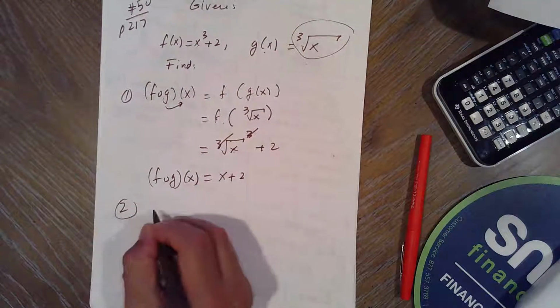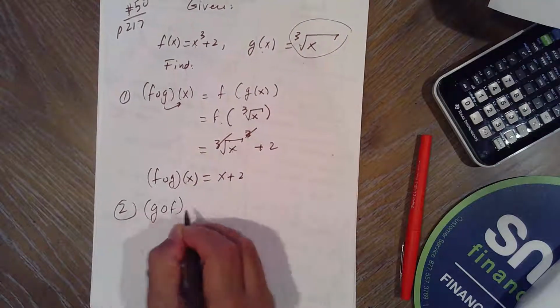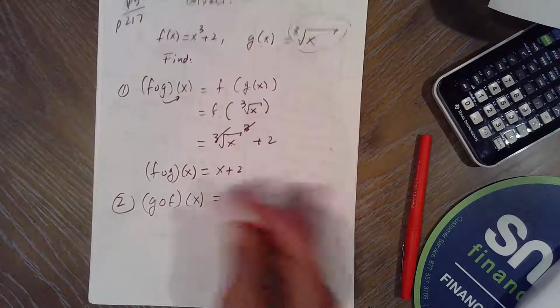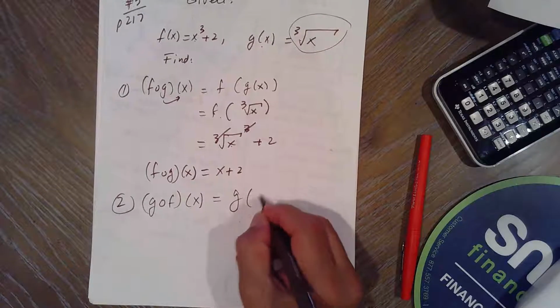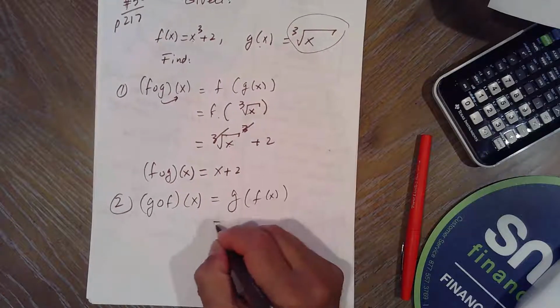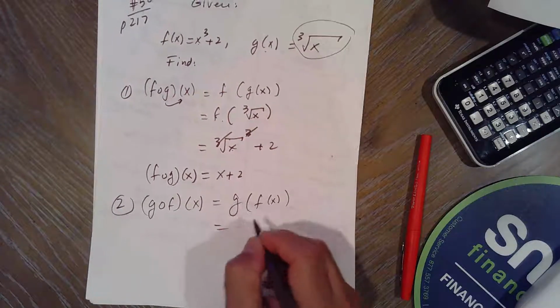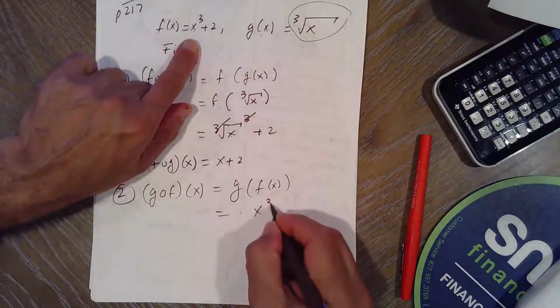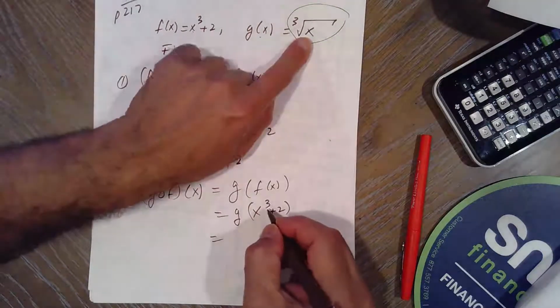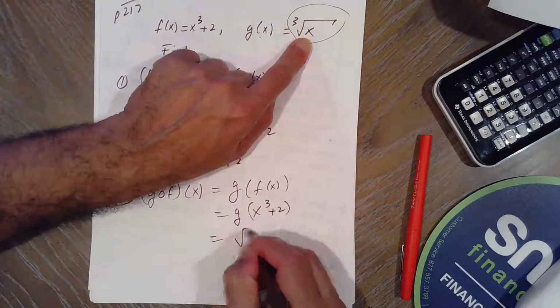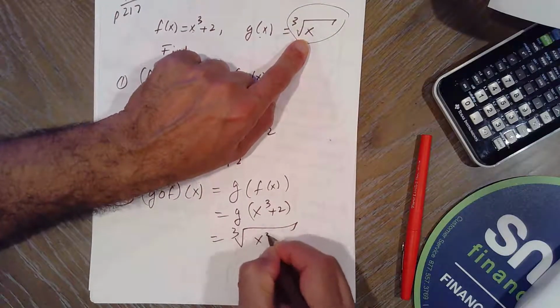Now if you want to do g composite f of x, so it's g of f of x. This time we're going to input f of x into g, but f of x is x cubed plus 2. We're going to input this for x, so it's going to be the cube root, and instead of x, it's going to be x cubed plus 2.